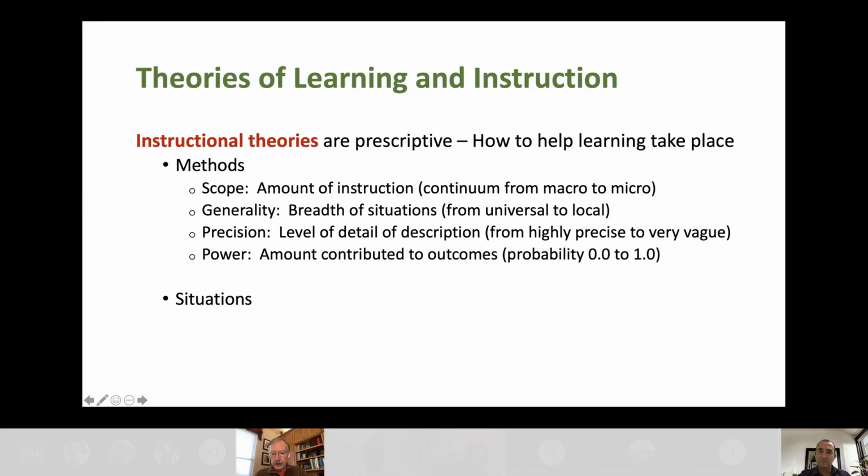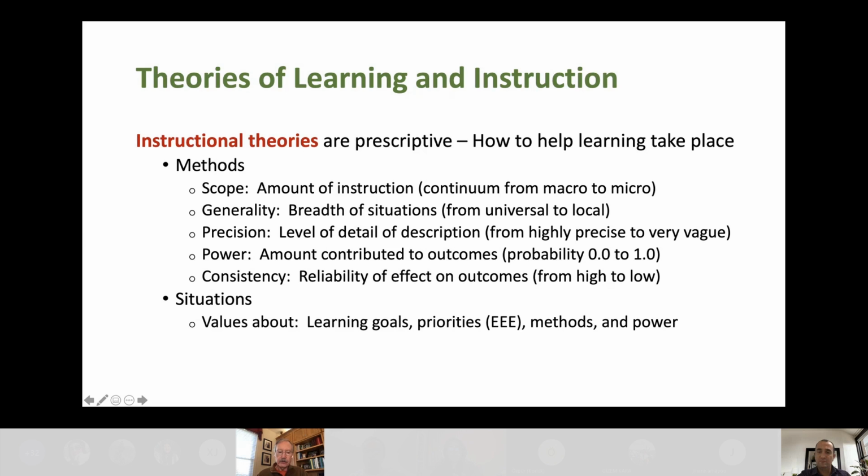The power of a method is the amount that that method contributes to the outcomes. And that's usually measured by a probability that ranges from 0 to 1. And finally, the consistency of a method is the reliability of the effect that it has on outcomes, ranging from high to low.